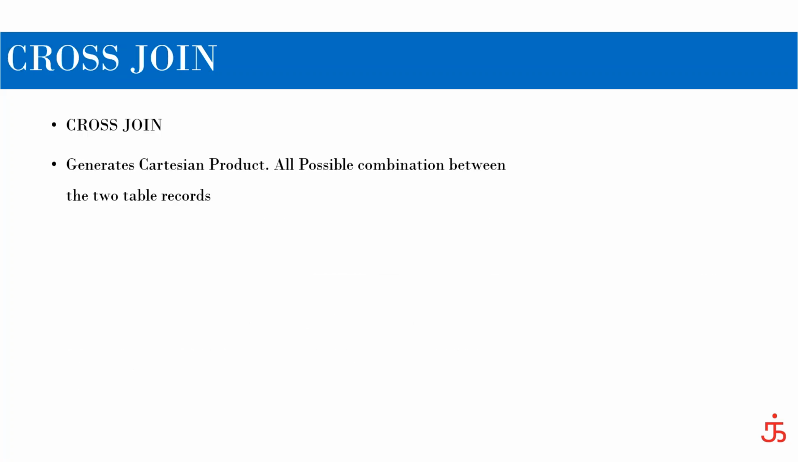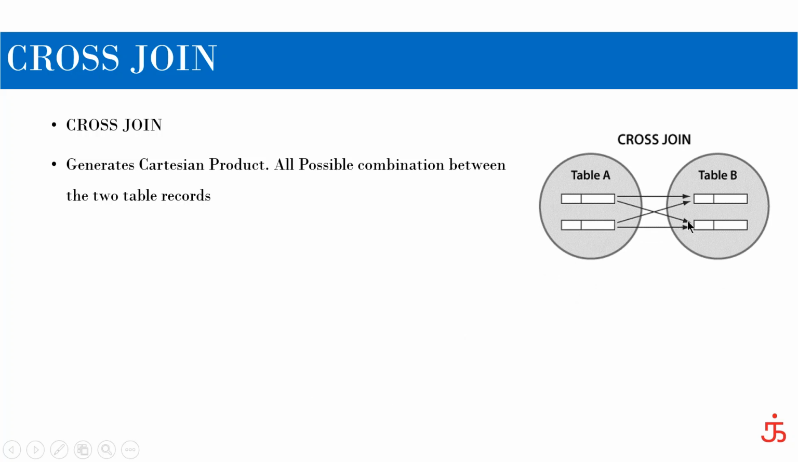So going to the next join, this is called cross join. Cross join generates a Cartesian product, meaning all possible combinations between two tables' records. Let's say there are two records in table A and two records in table B, it will generate four combinations. The first record of table 1 with the first record of table B, and the first record of table 1 with the second record of table B. Next is the second record of table 1 with the first record of table 2, and the second record of table 1 with the second record of table 2. So this is how it will generate the Cartesian product.